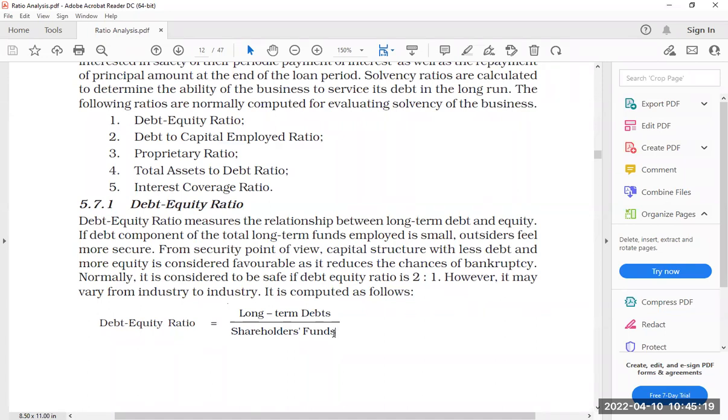So if a company is having 2:1 as a debt equity ratio, that company is said to be a long-term solvent company. 2:1, 2 times of debt and 1 time of equity. But I'm just telling you, it's only a standard. You cannot just take that standard for all the companies all the time. You have to look for individuality of the company.